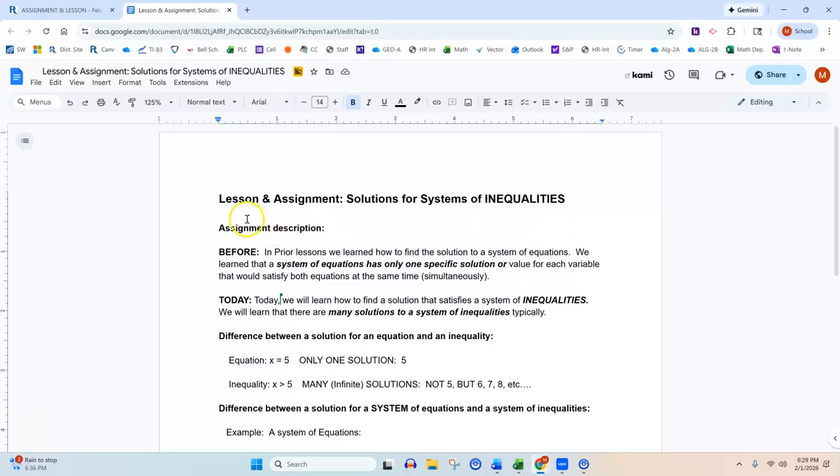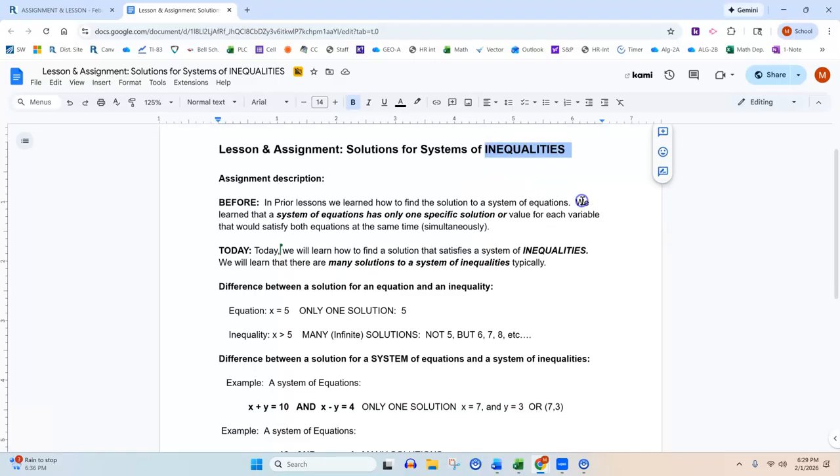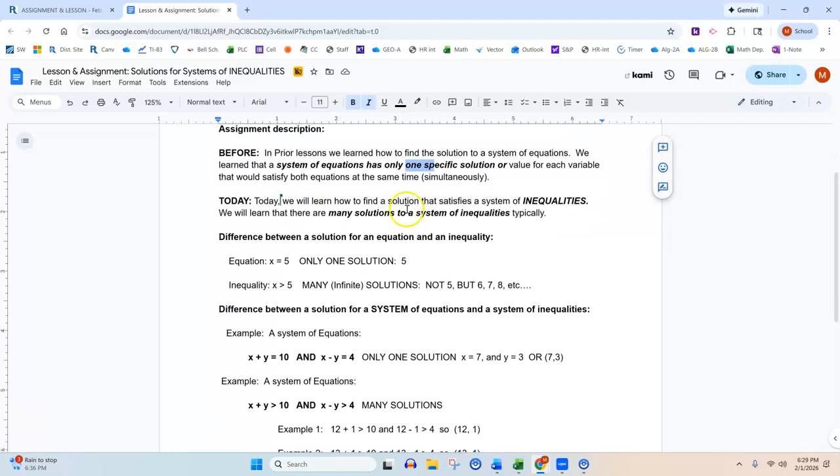Okay, so the first thing is let's go ahead and read this here again. We are learning about solutions to a system of inequalities today. This is what we've learned about before, where we would find the solution, well, there's only one specific solution for a system of equations. Today, we're going to find a solution to a system of inequalities where there are going to be many solutions, okay?